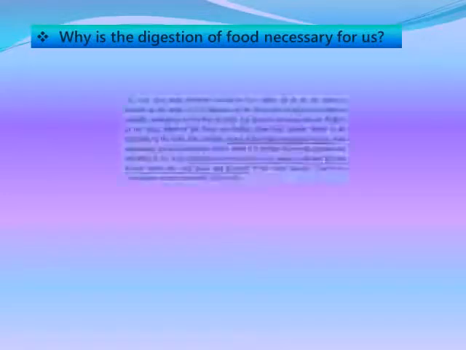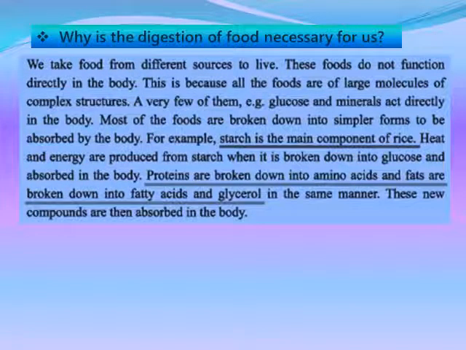Why is the digestion of food necessary for us? We take food from different sources. These foods do not function directly in the body. This is because all the foods are of large molecules of complex structures. A very few of them, like glucose and minerals, act directly in the body. Most of the foods are broken down into simple forms to be absorbed by the body.